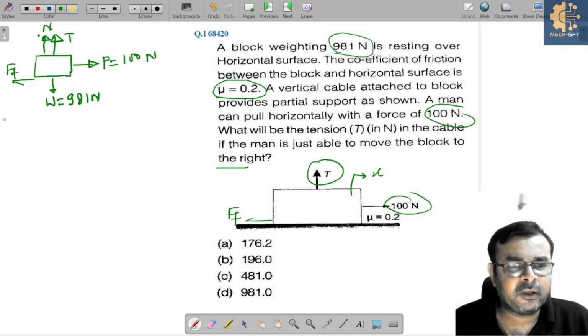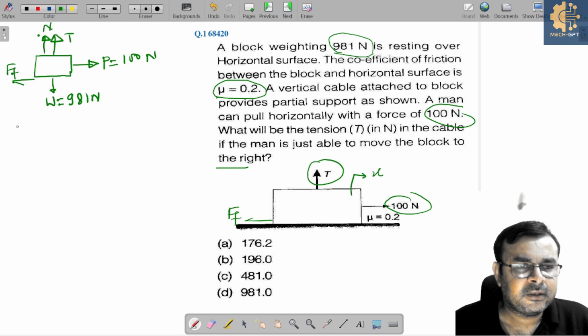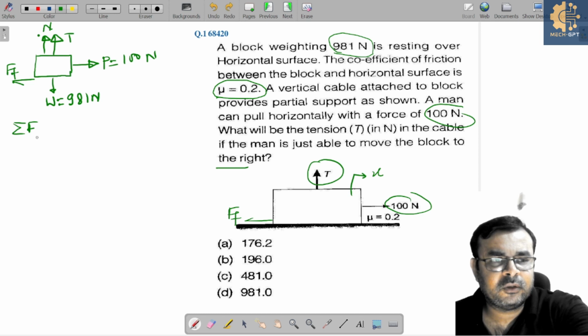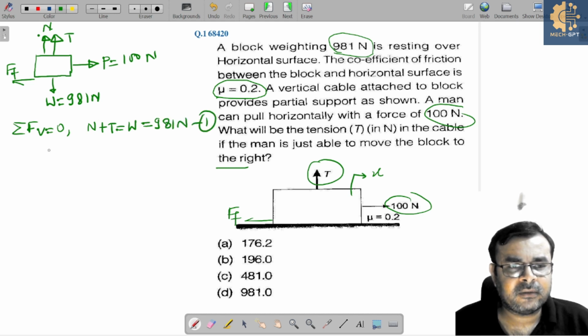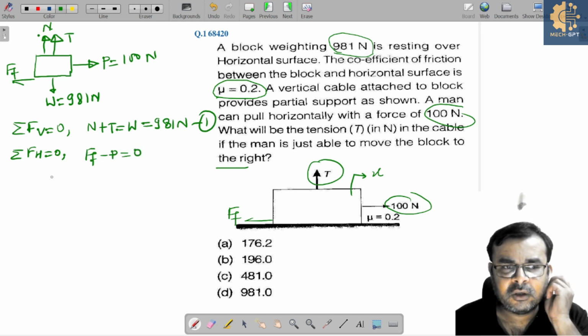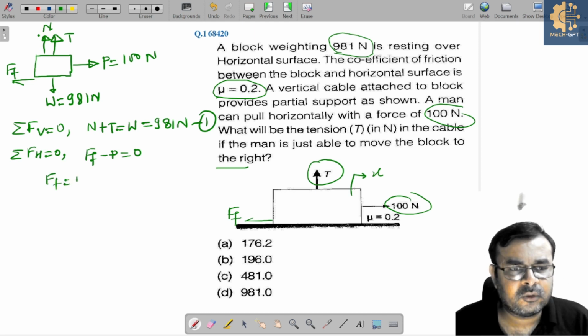So now for the equilibrium condition, we can apply that the summation of horizontal force and vertical force is equal to 0. If I write summation of vertical force equal to 0, this is N plus T is equal to W, which is 981 Newton, and this is equation 1. And similarly, summation of horizontal force is equal to 0. So simply we can say frictional force minus P is equal to 0, or friction force is equal to P, and P is already given here, that is 100 Newton.